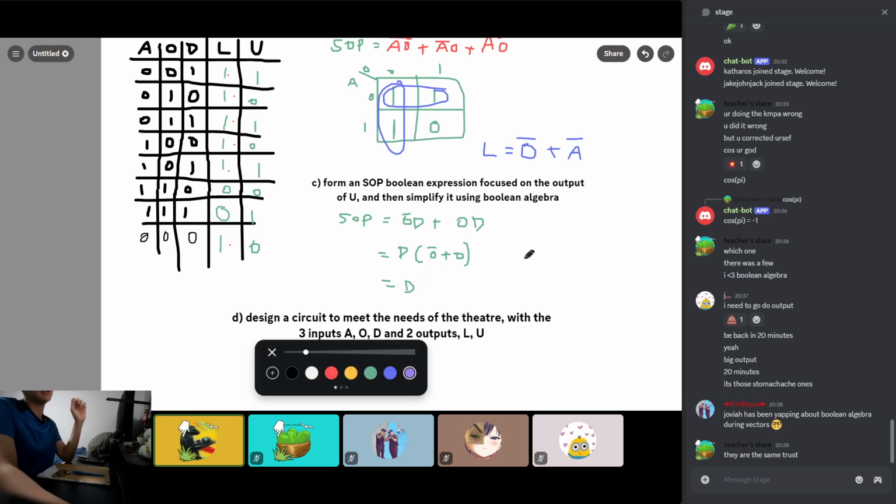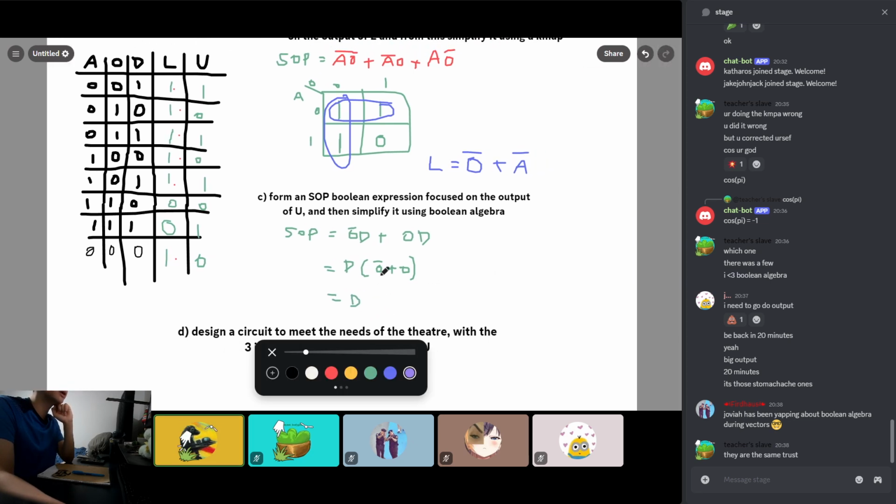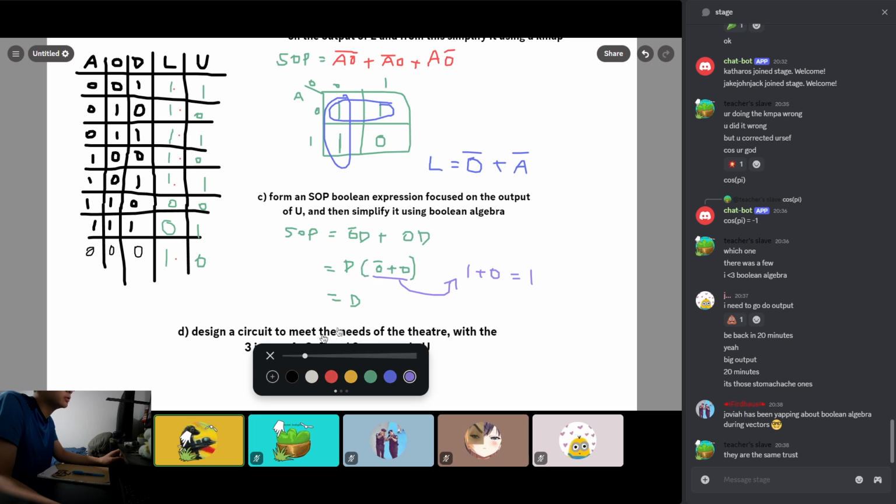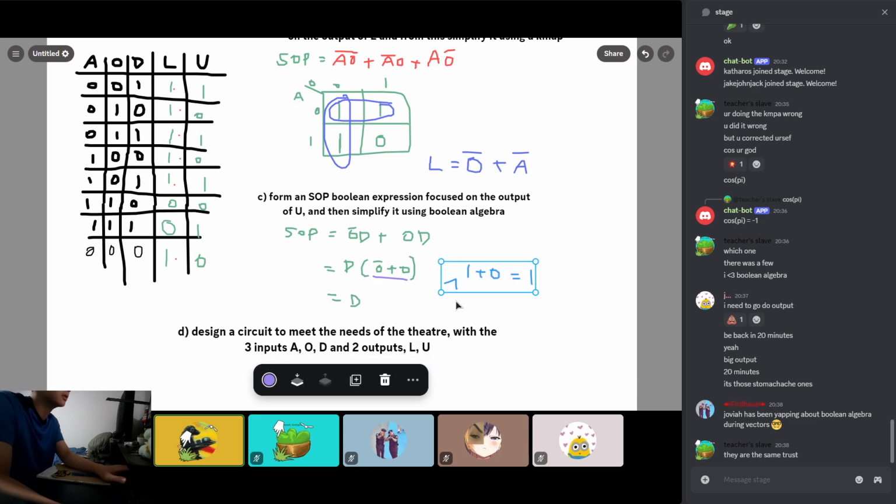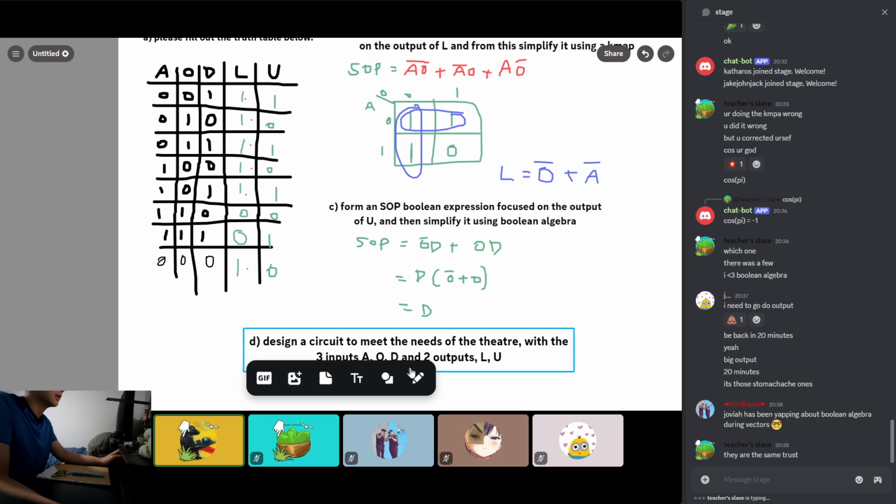Since I haven't done a video on Boolean algebra, I will explain what just happened here. This is the same as 1 or 0, because if O is 1, then it will be 0 plus 1, and if O is 0, then it will be 1 plus 0. Either way it will be 1 plus 0, which is 1, and then D and 1 is equal to D. So that's the explanation of this law. So simplified, your answer is D.